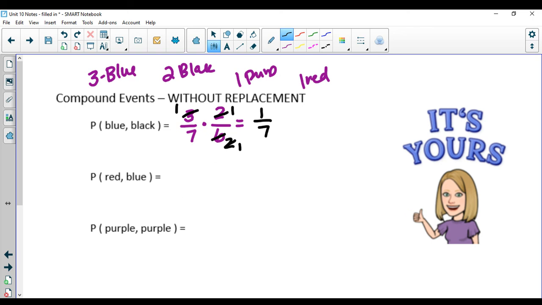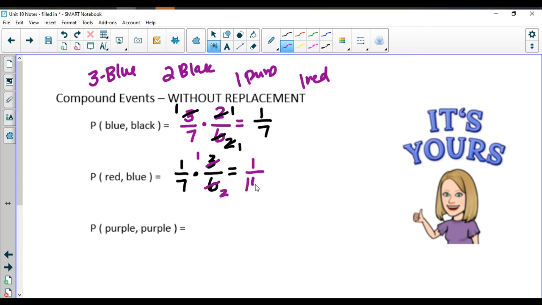On my next round, I'm going to start over with my suitcase. I want to pick a red and then a blue. Probability that I pick a red is 1 out of 7. Because I've taken that red shirt out and worn it, I'm down to only 6 in my suitcase. When I go back to pick out a blue, there are 3 of those in there. I can reduce my 3 and my 6. This becomes a 1 and this becomes a 2. So multiplying across, I get 1/14.